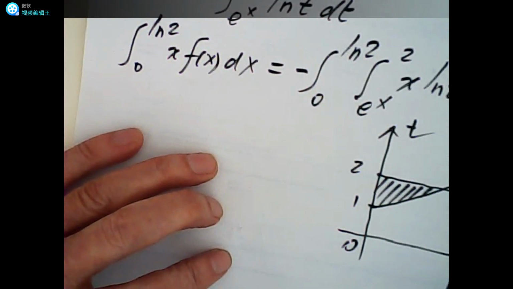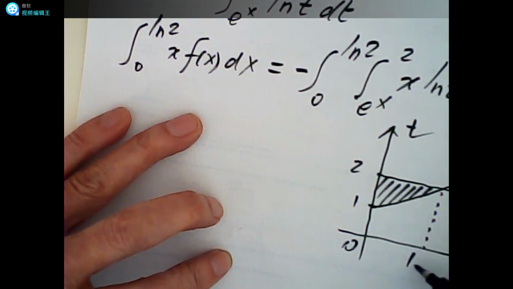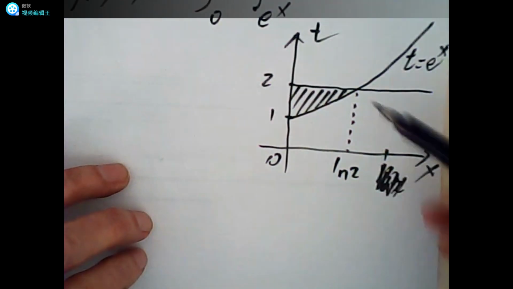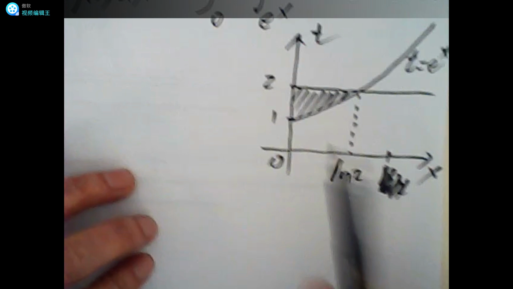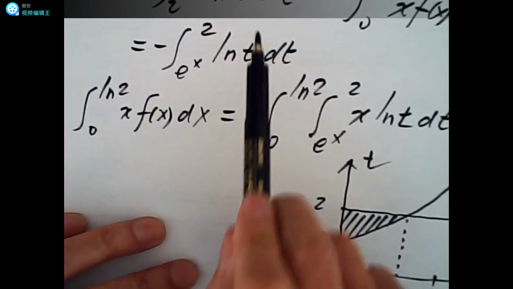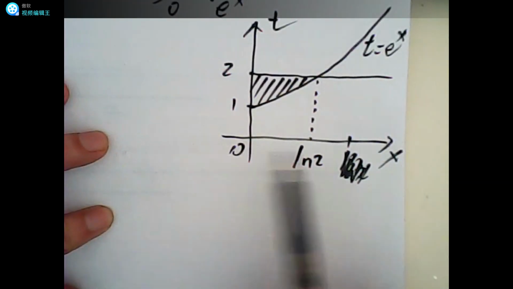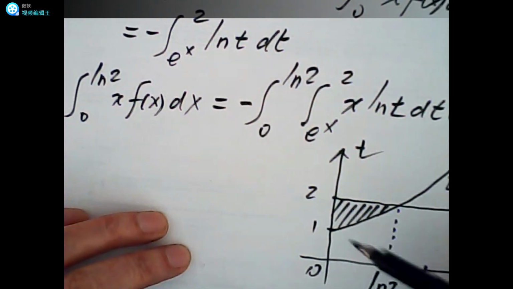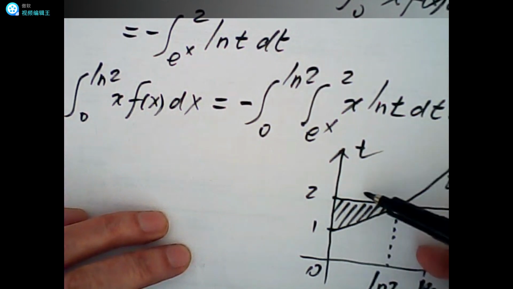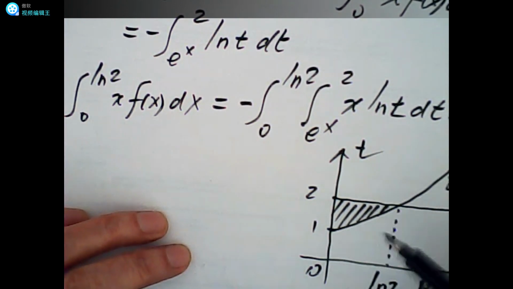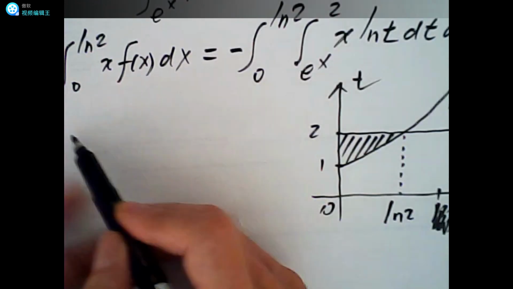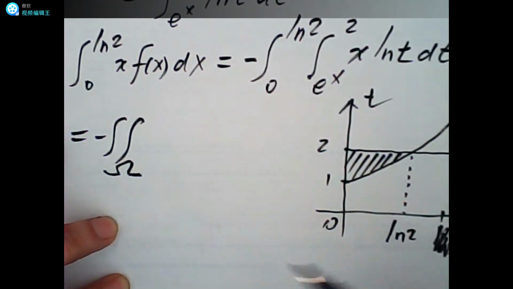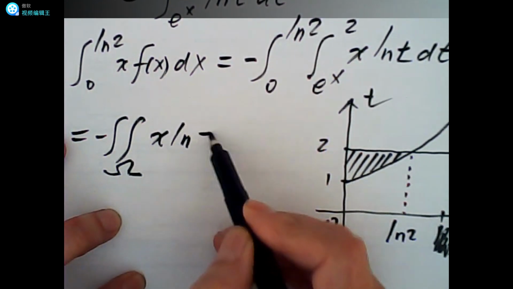Now log 2 is here. This is 2. This is log 2, right? Sorry. This is log 2. Okay, let me repeat again. X is from 0 to log 2. T is from e to the x, from this to 2. So eventually that means a double integral over region omega, right? This is omega. The function is x log t.